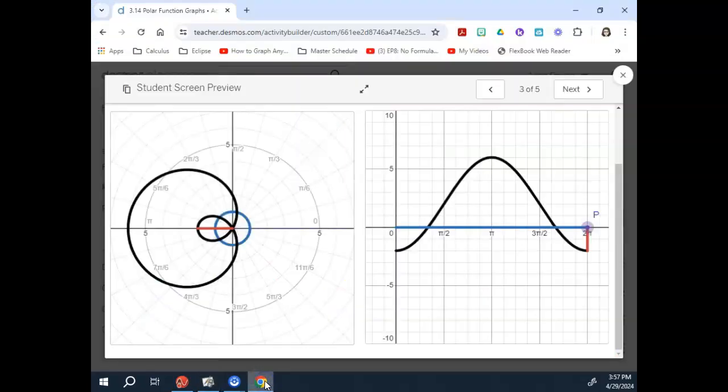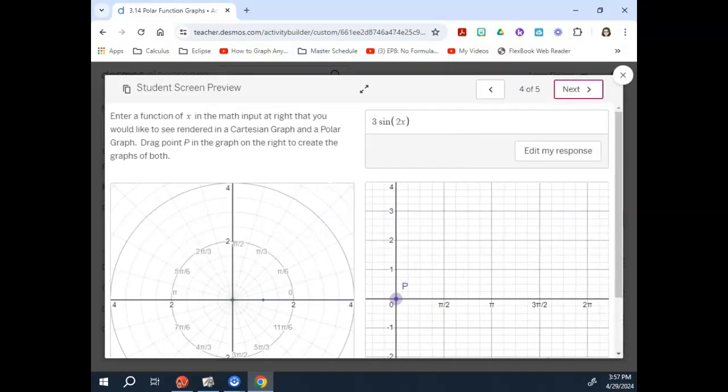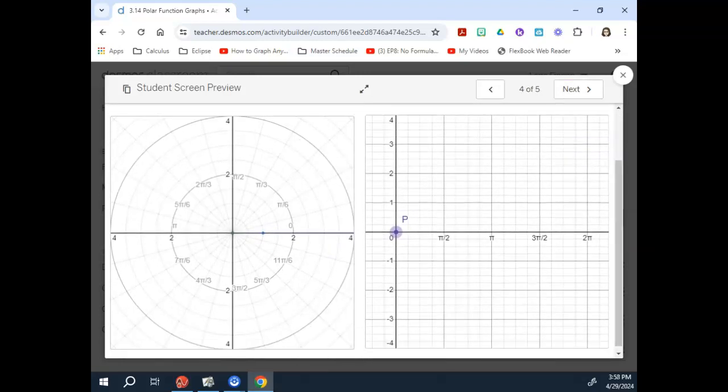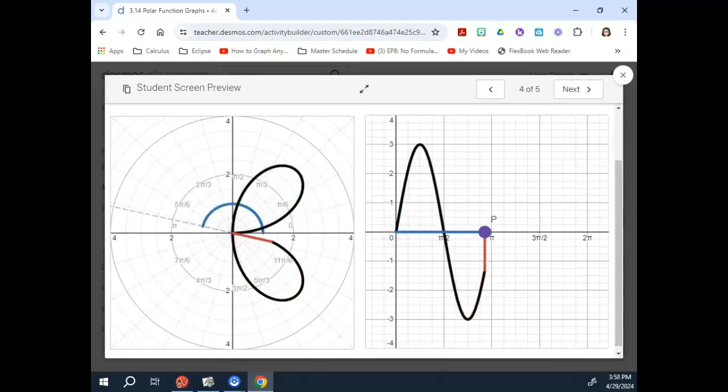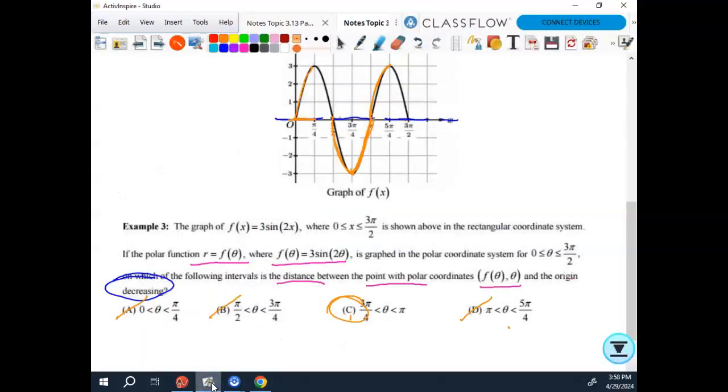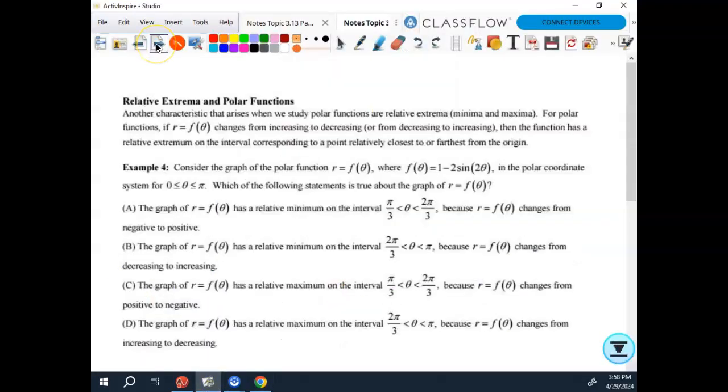And then here is that graph. Let me make sure it's the right one. 3 sine of 2x, yes. So on the right, this is what they had graphed for us, but it's actually a 4-petal rose that gets plotted. You just want to see what was there, but you didn't have to know that to do that question.